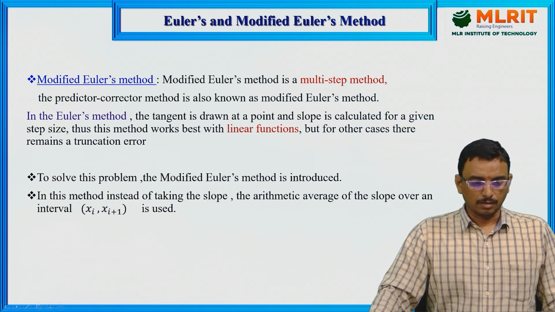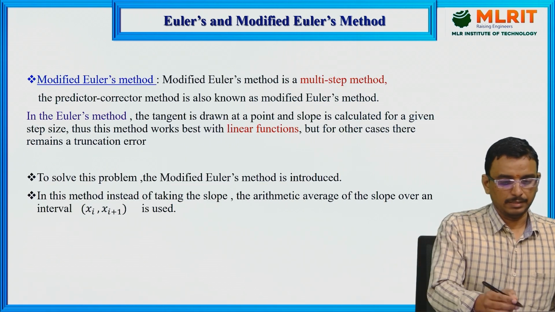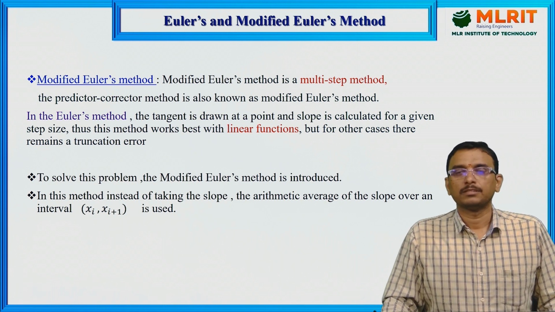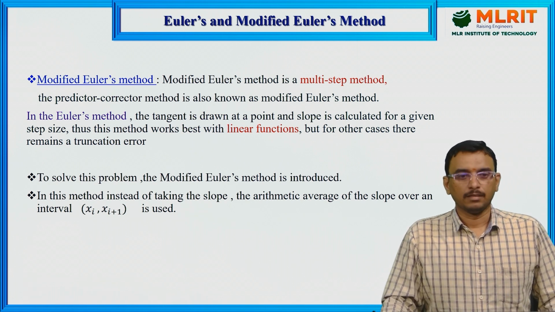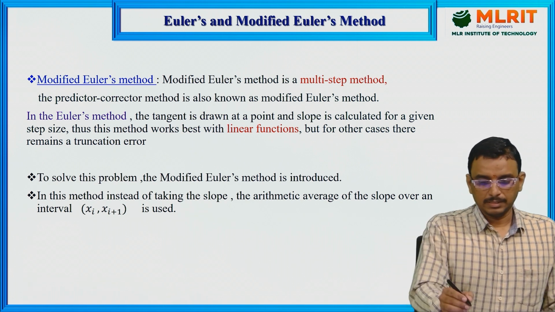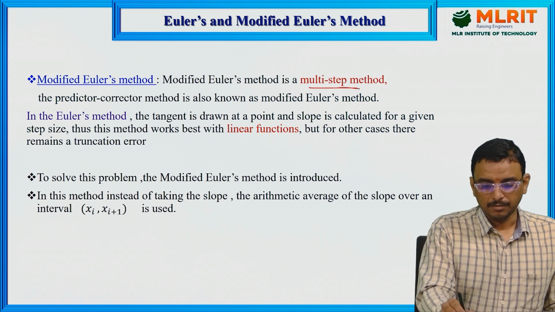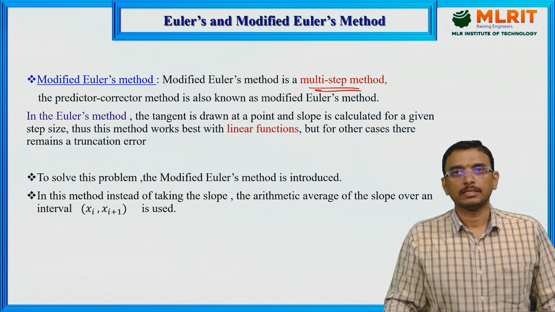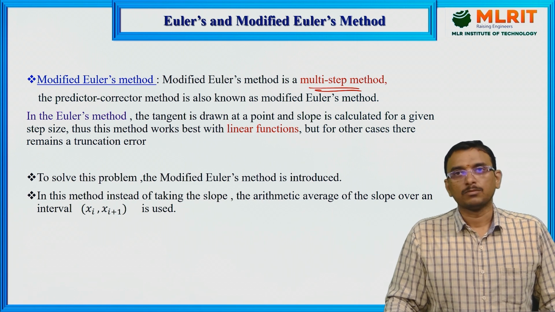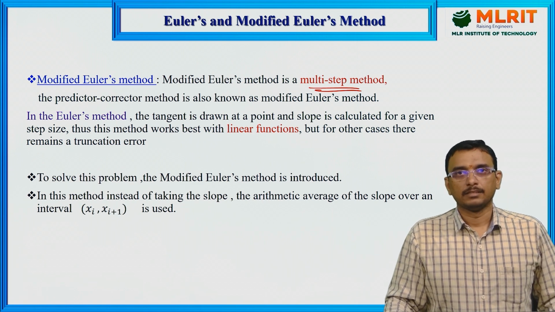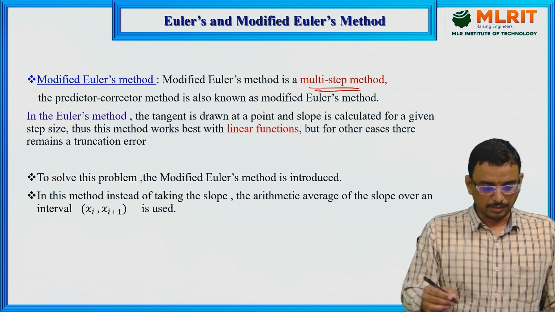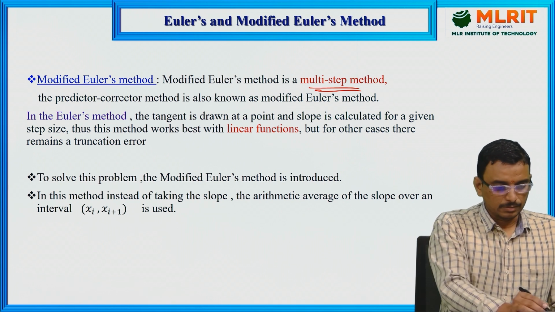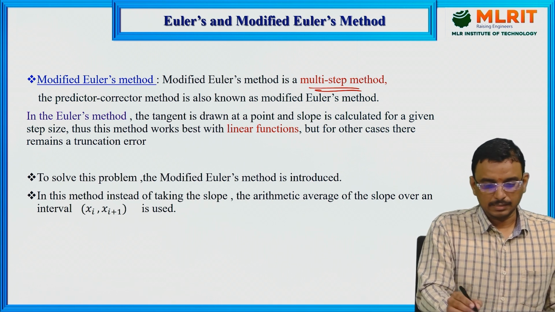Now we can see the modified Euler's method. And what is the difference between Euler's and modified Euler's method? Now we'll see the modified Euler's method is a multi-step method, whereas Euler's method is a single step method. So single step method means the slope is taken only at the given point. So here in multi-step methods, we can find the slope at multiple points. The predictor corrector method is also known as modified Euler's method.